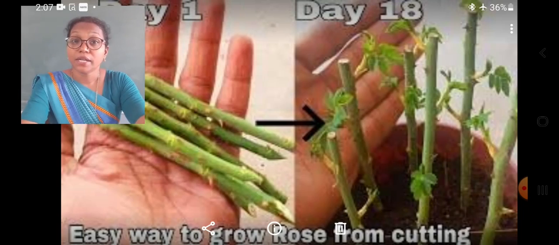The buds will develop into branches and on these branches new flowers and other parts of plants will appear. So that is the first method of vegetative propagation.